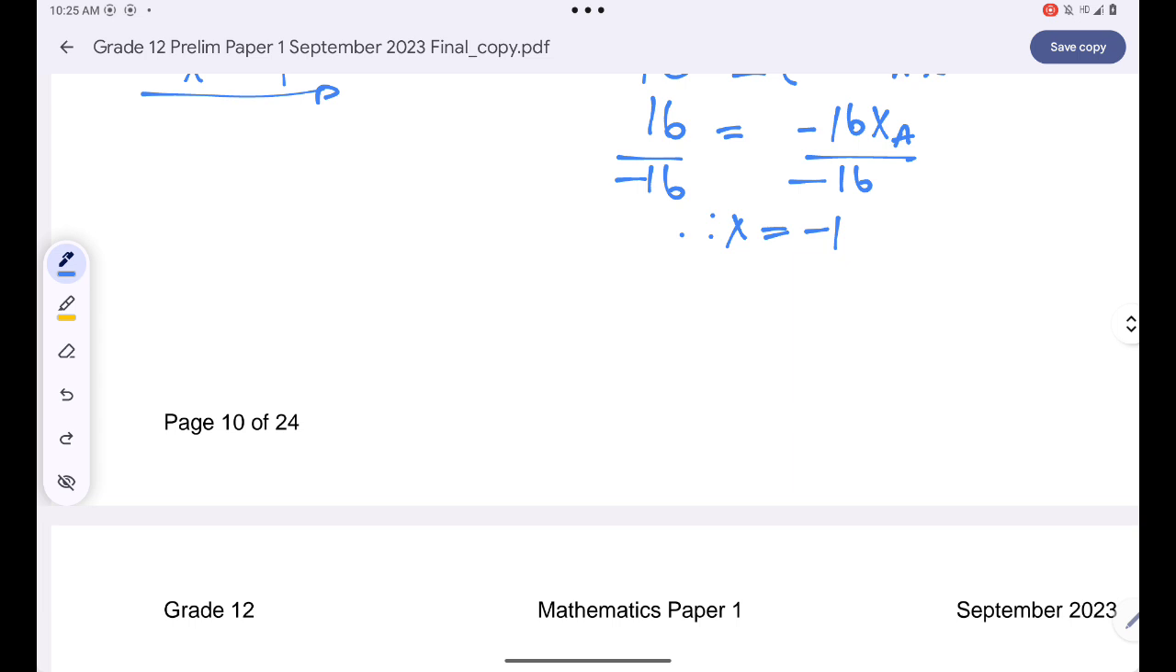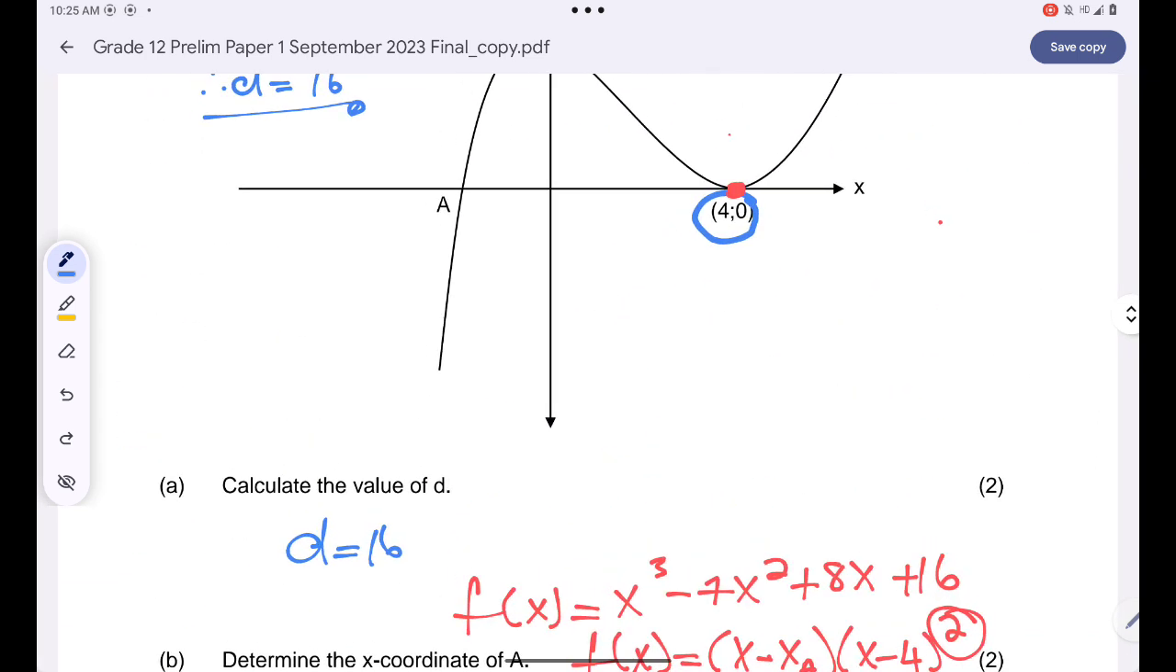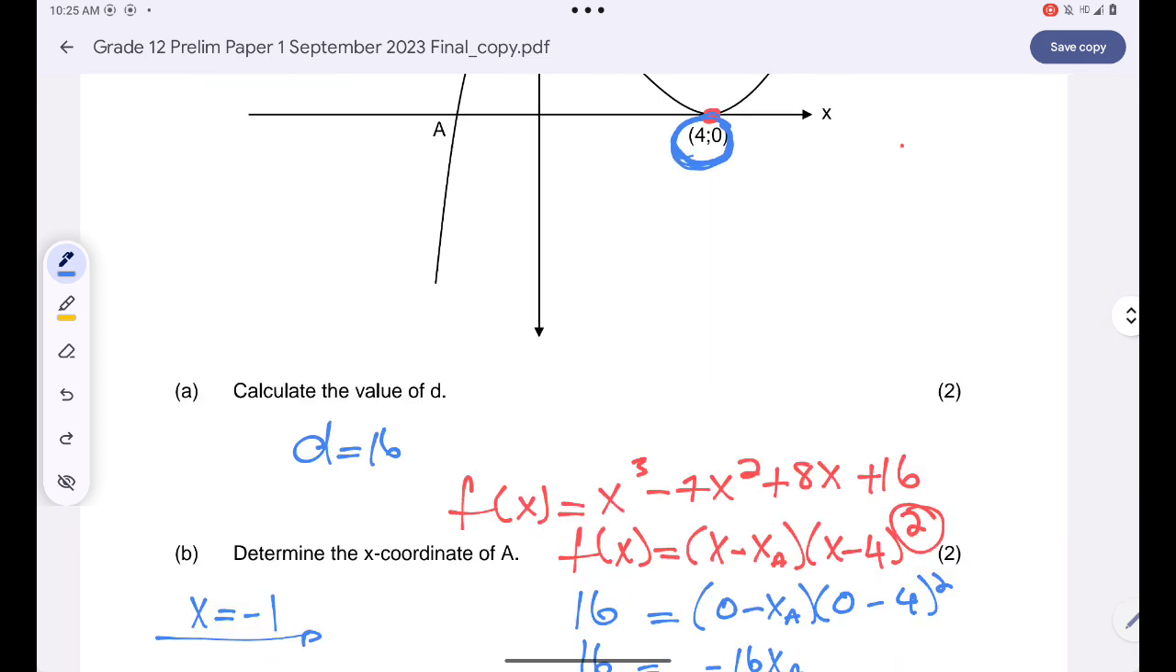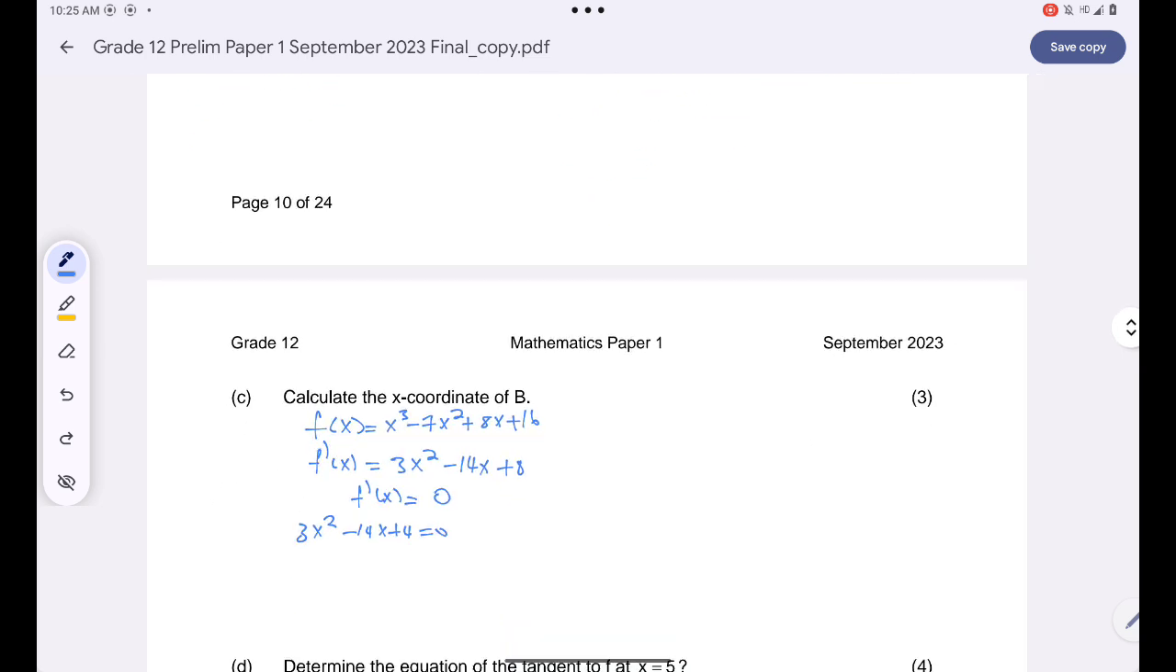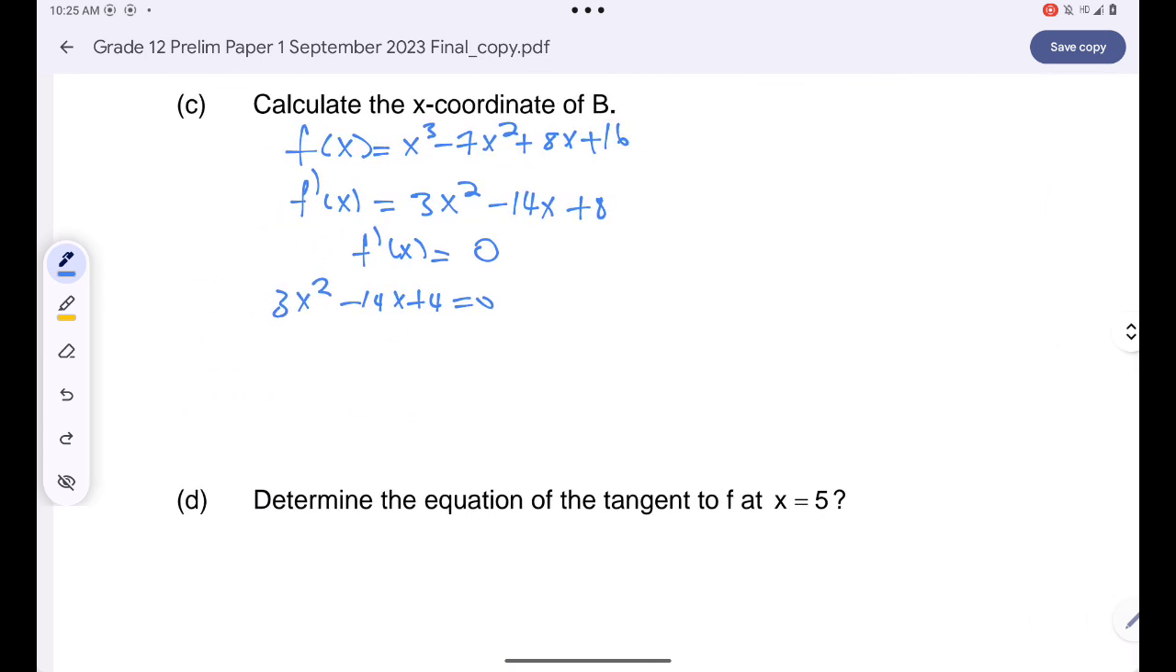As I'm solving for x, guys, I'm expecting to find one of the answers to be x is equal to 4, because I'm already given one stationary point there. So if I do not find one of the answers as x is equal to 4, that means there's something wrong that I've done.